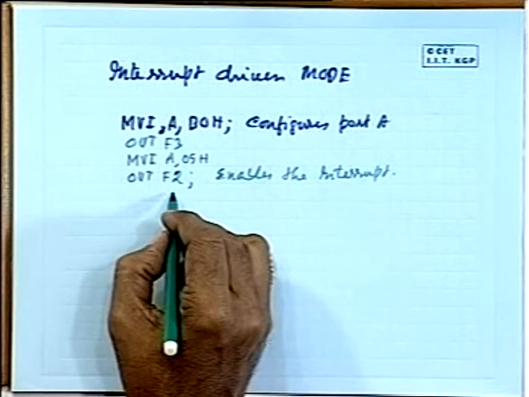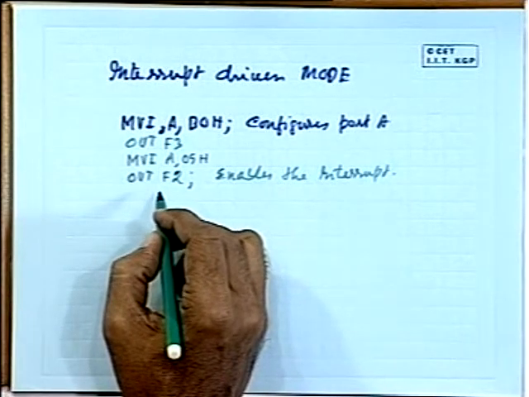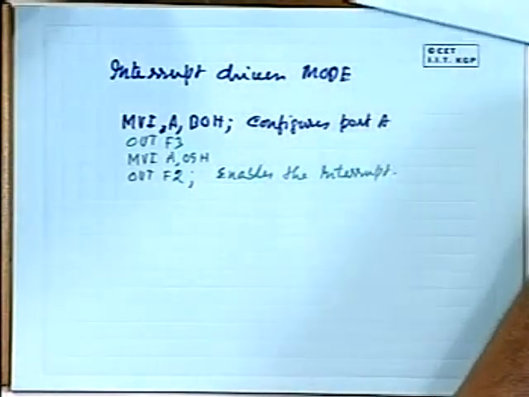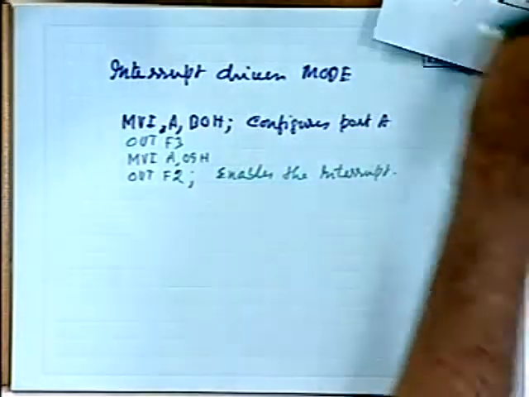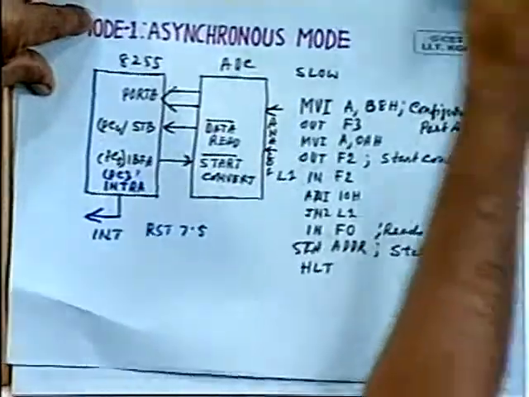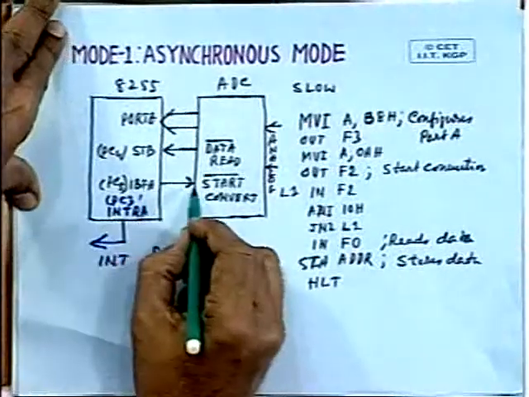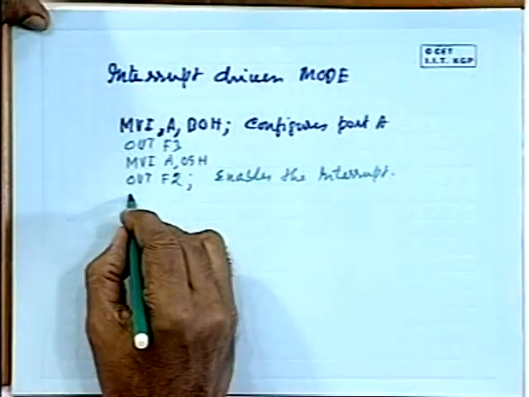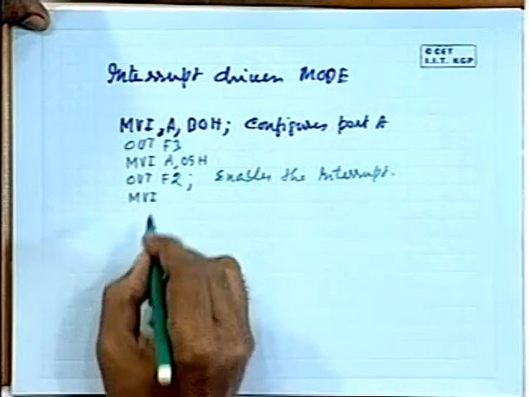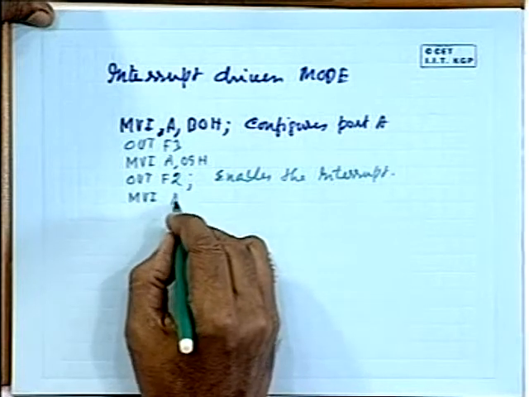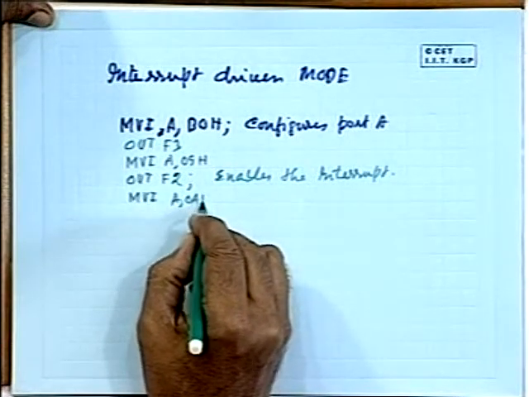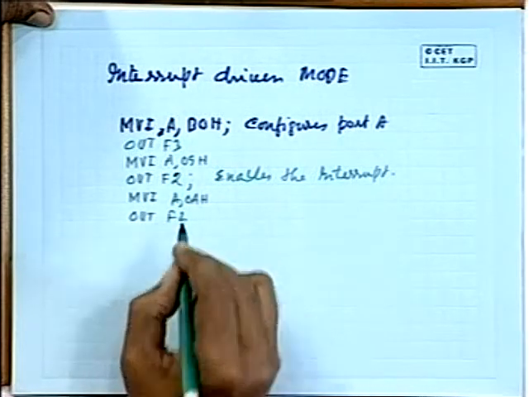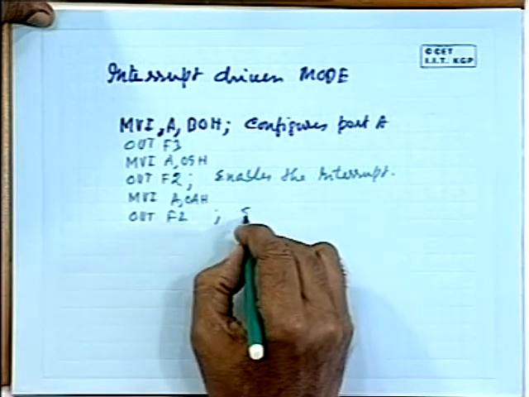After enabling the interrupt, it has to start the conversion process. That means the start conversion operation has to be started. As I told, the AD converter will start conversion whenever this signal comes. So, to generate this signal, it has to execute two more instructions. So, MVI A, 0AH and OUT F2, that is the port address. So, this will start conversion.